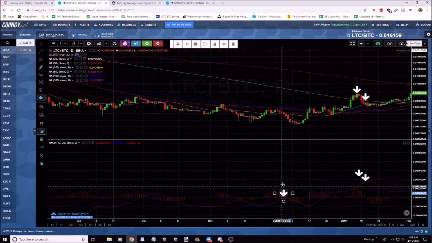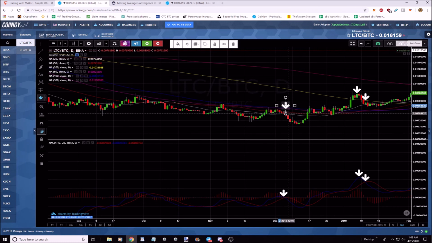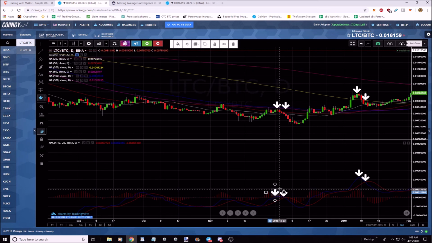Okay, bearish sell signal here, blue line goes below. And then downtrend. And again, if you were a little bit before it, that would be even better. So as soon as they start to move or converge together, then potentially you could use this signal as well.